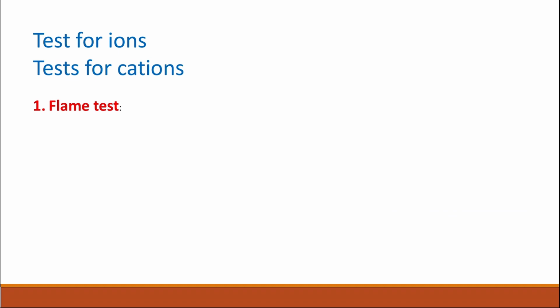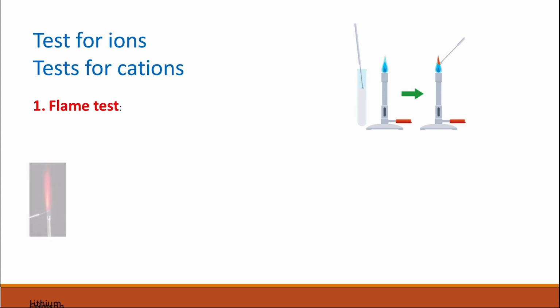Testing for ions. You can test for cations, which are the positive ions of the compound. First of all, let's test for different metals. You can use the flame test to test for different metals because different metals, when put in a flame, will lead to coloration of the flame with specific colors.